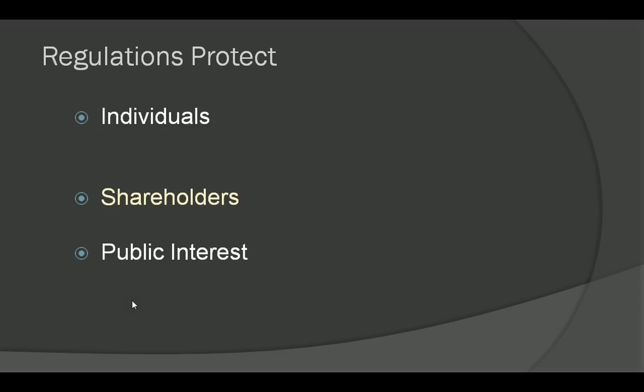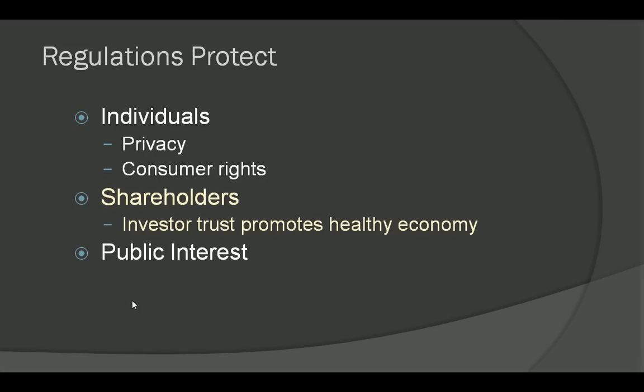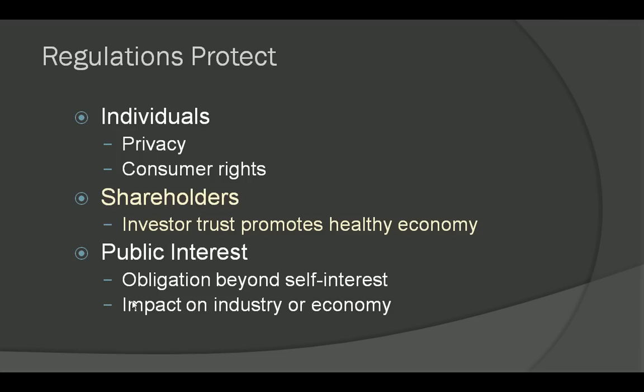The regulations protect individuals' privacy and consumer rights. They protect shareholders, which promotes trust in a healthy economy. Public interest, obligations beyond self-interest. So the public welfare as opposed to that macro view of interest. So I just talked about reasons we have policies. Here are reasons that we have regulations. We already talked about this a lot, and again, we're going to get into much more detail on all this.